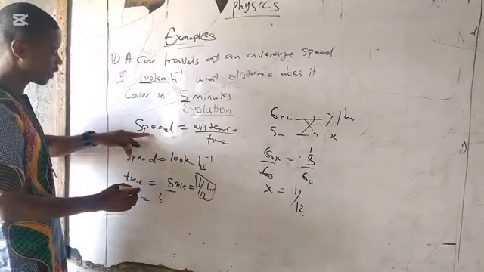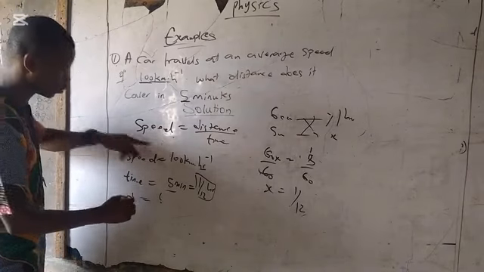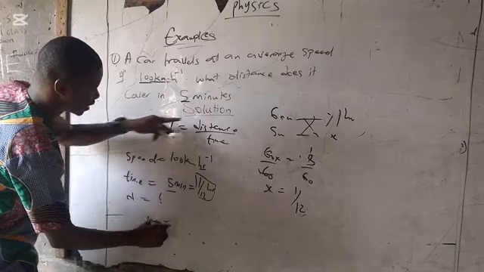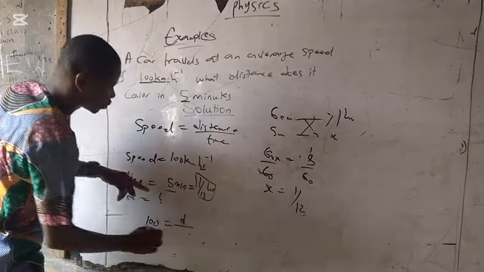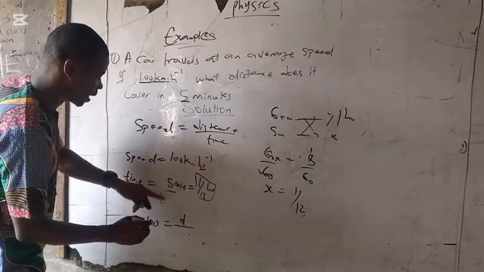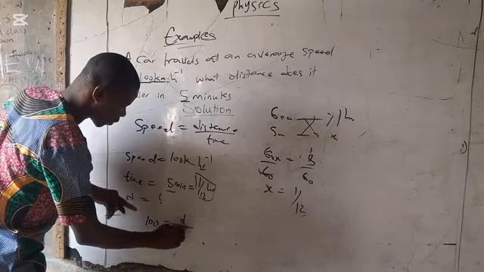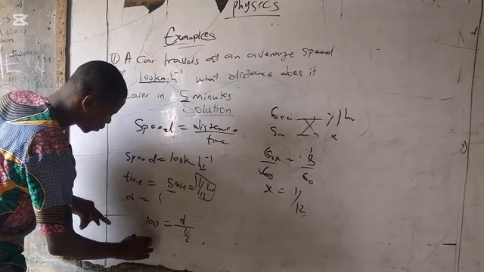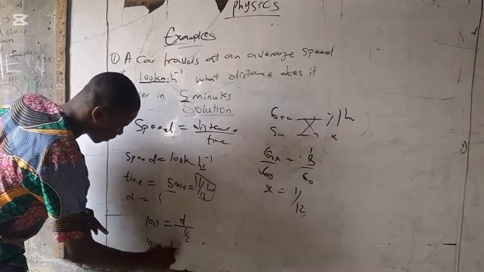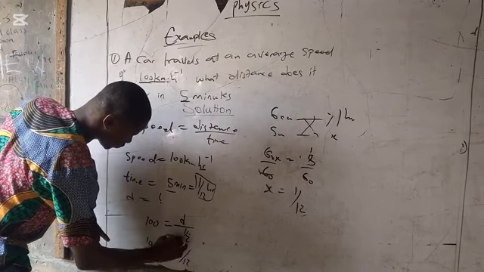So substitute. Wherever you see speed, put this value. Speed is 100. So you put 100 equals distance. That is what they said I should find. I don't know. Let me use D to represent it. What about our time? Time taken is 1 over 12. So I can say divide by 1 over 12. So this becomes 100 equals D divided by 1 over 12.